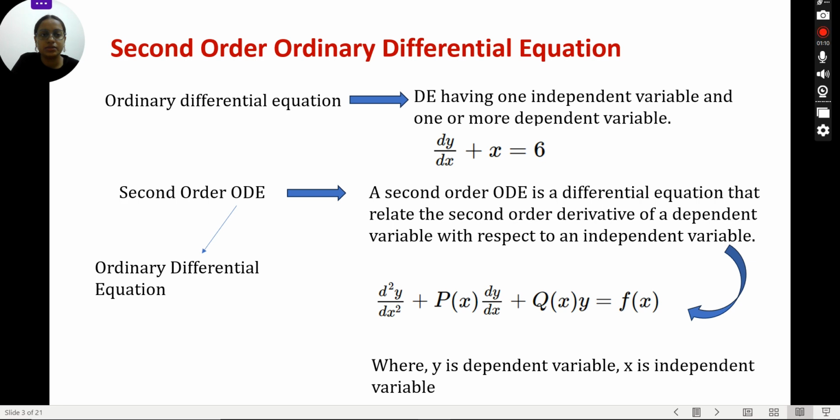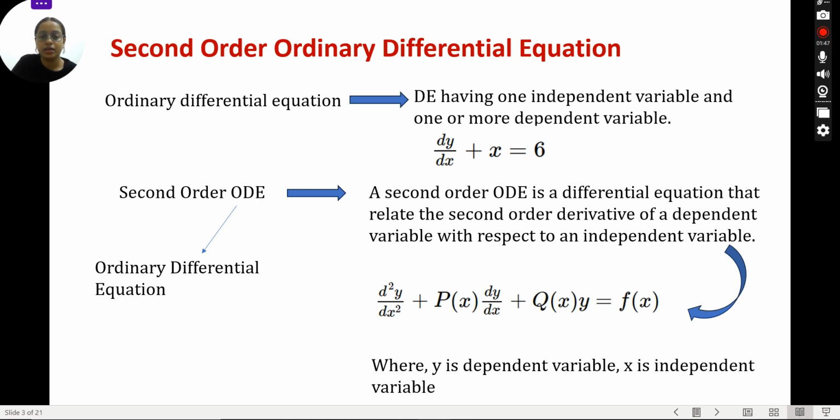So let's see what the second order differential equation is. Before that, let's see what an ordinary differential equation is. Ordinary differential equations contain derivatives of one or more dependent variables with respect to one independent variable. For example, dy by dx plus x is equal to 60 is an ordinary differential equation. The second order differential equation contains a second order derivative of one or more dependent variables with respect to one independent variable.